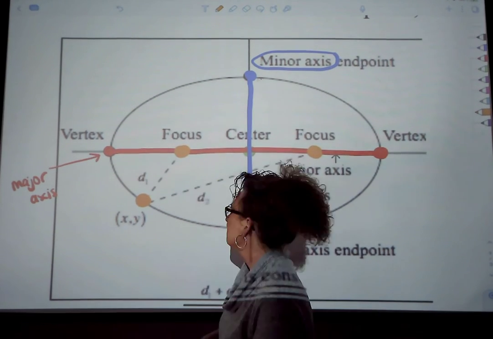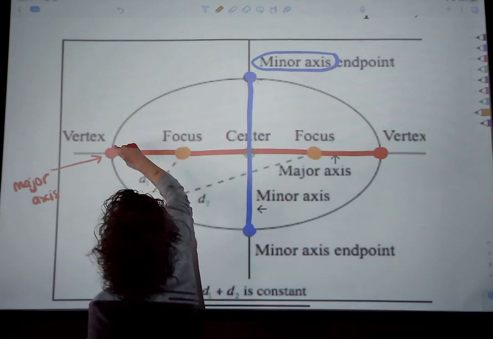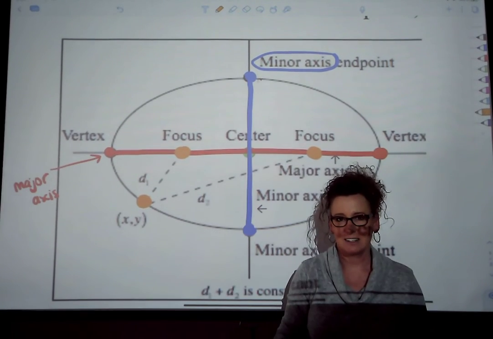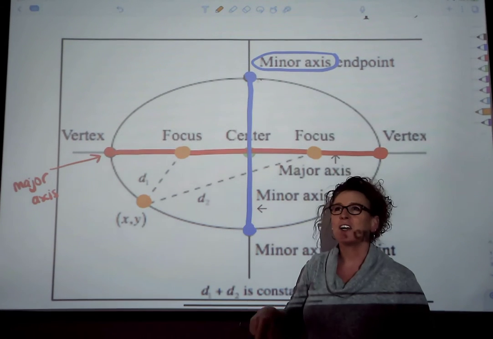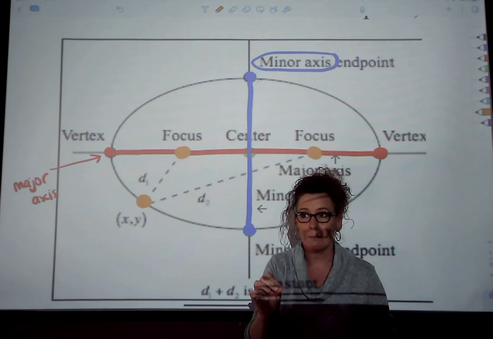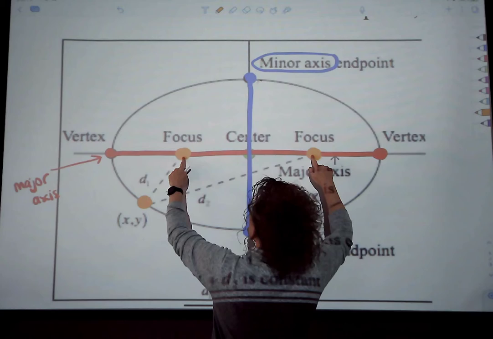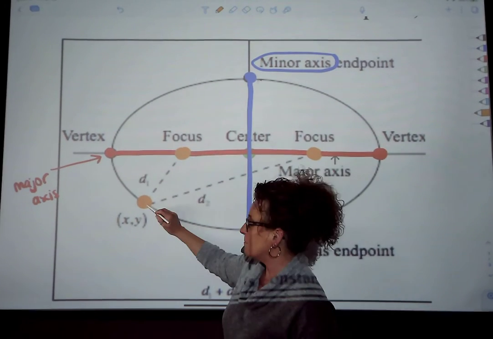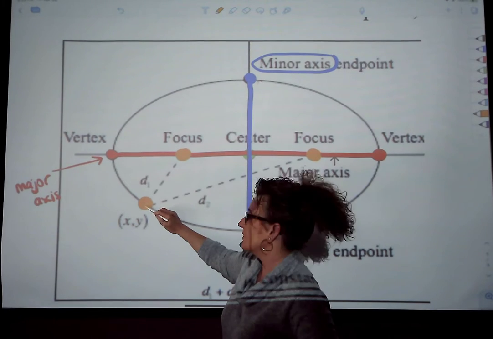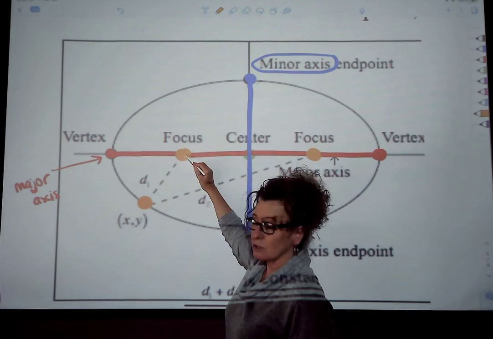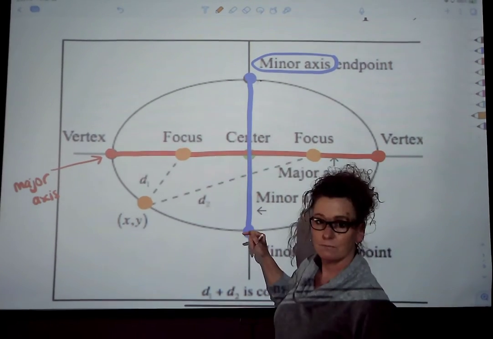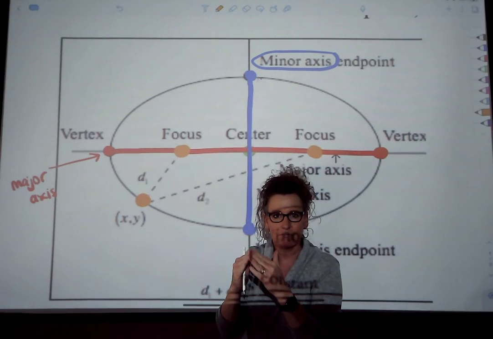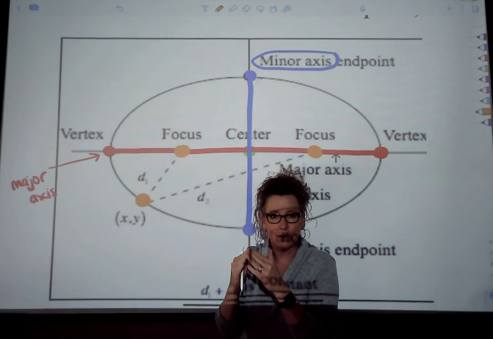Definition of an ellipse. An ellipse is the set of points. All the points equidistant. Just kidding. The set of all points whose sum of distances to each focus is always a constant. So imagine me placing a point here, okay? You ready? Look at this length. See it? Look at this length. Isn't this one longer? Okay, but here's the thing. Add the lengths together.